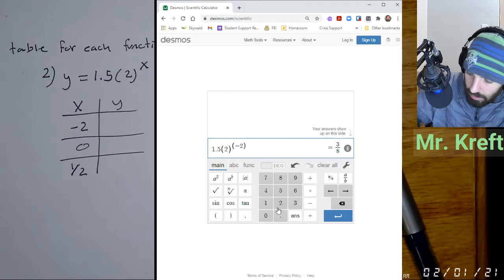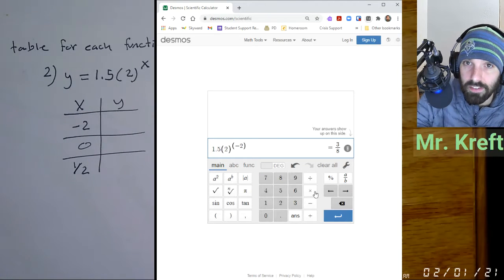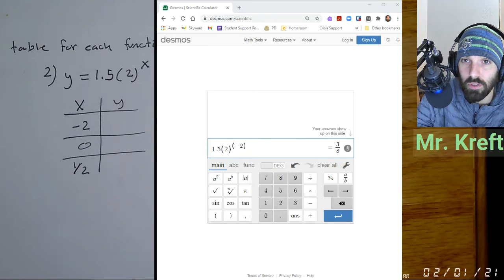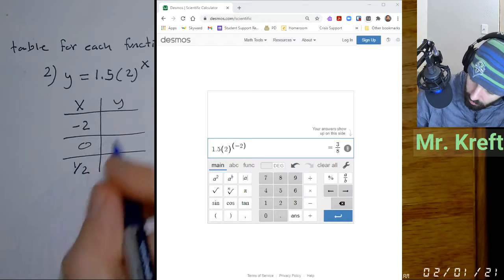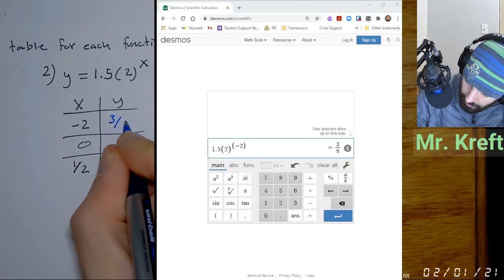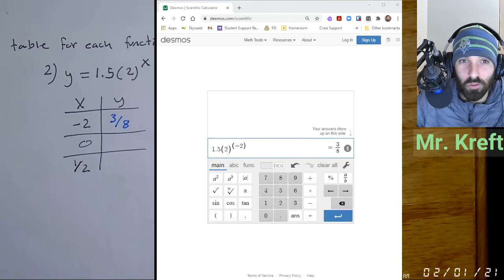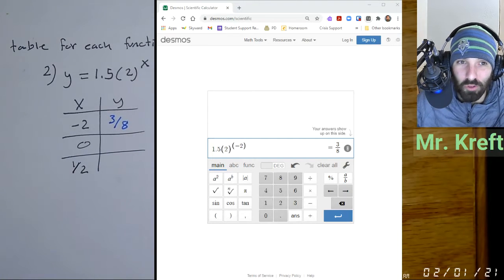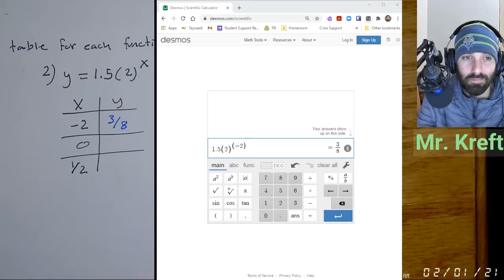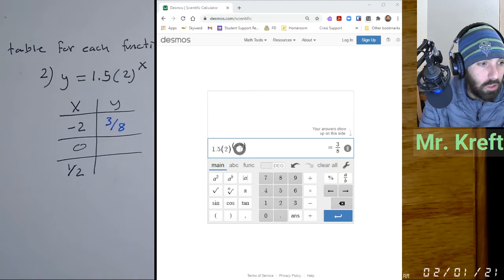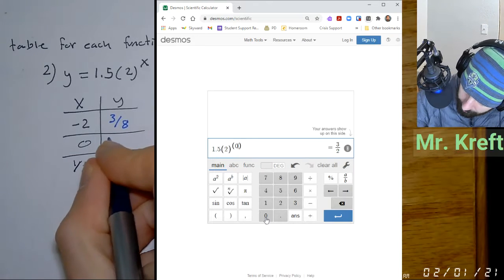-2. So again, I'm going to take this as a fraction because that way I don't have to round as a decimal. So I'm going to have 3/8. And yes, fractions are almost always going to be better, guys. Almost always going to be better. All right, let's go here and type a 0. I get 3/2.